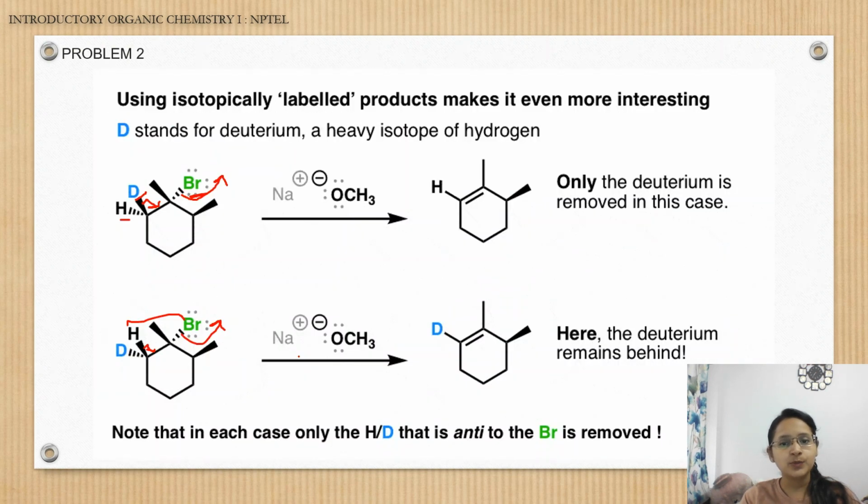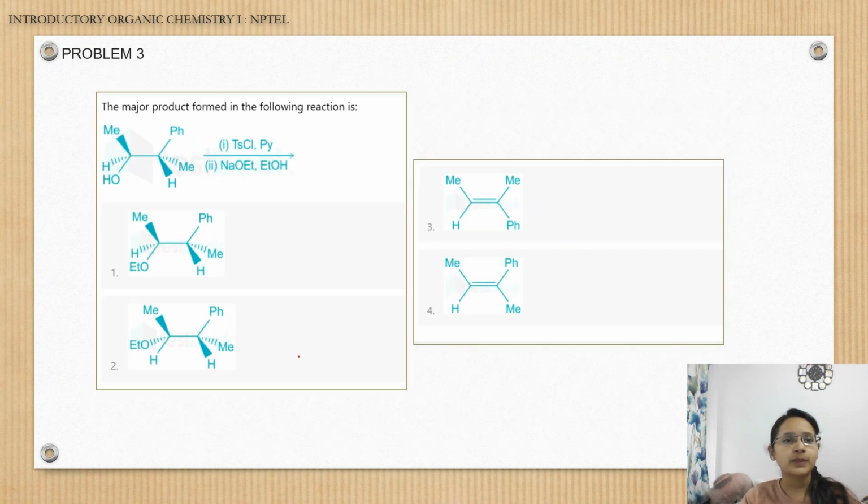So now coming to problem number 3. So you have to be very careful in E2 elimination. The rule is that both the proton and the leaving group should be anti-periplanar to each other for the elimination to take place. Otherwise, it is not going to take place. So here coming to problem number 3 now.